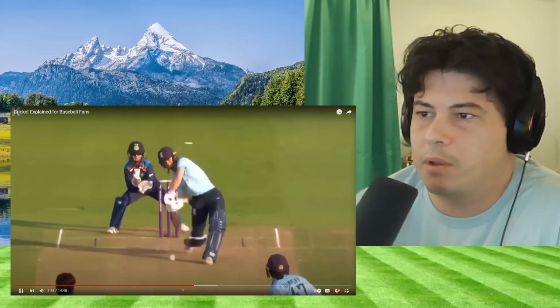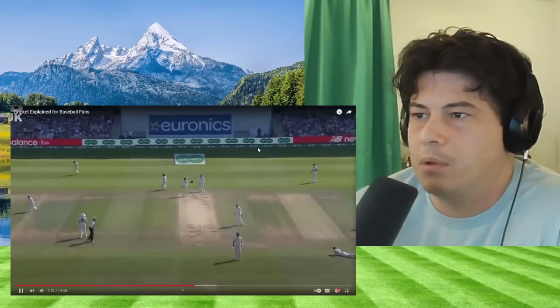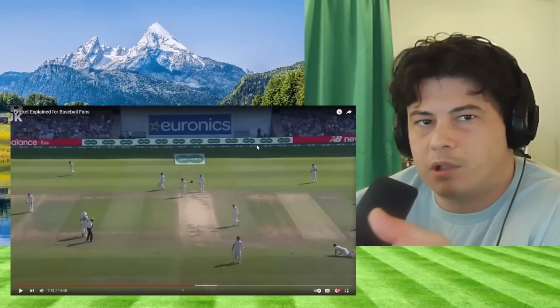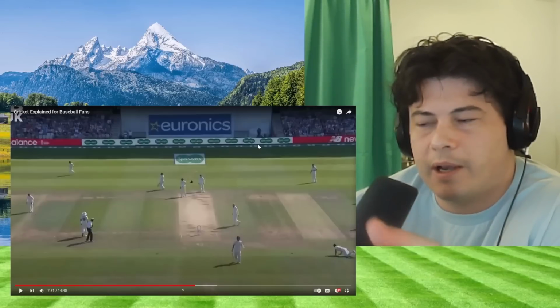How fast are they throwing the ball? Does anyone know? And I would like to know, what is the ball made out of? Is it more rubbery or is it more hard? And how heavy is it?